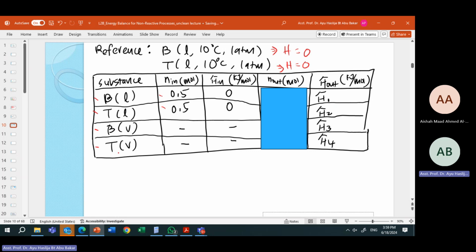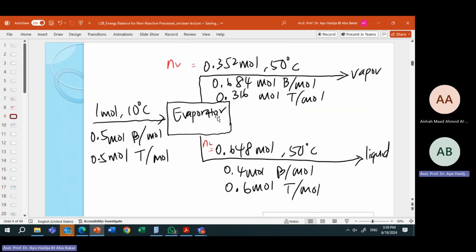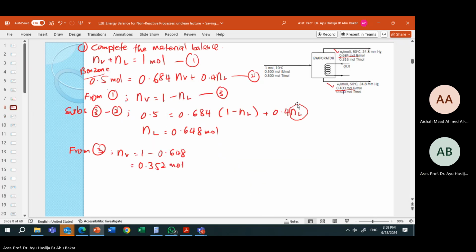B vapor, T toluene. Why is this one a dash? Not appearing in the feed, because we don't have vapor phase in the feed, only liquid. Now for the N out, how do you calculate for the N out? Wait, I copy back. Soon.